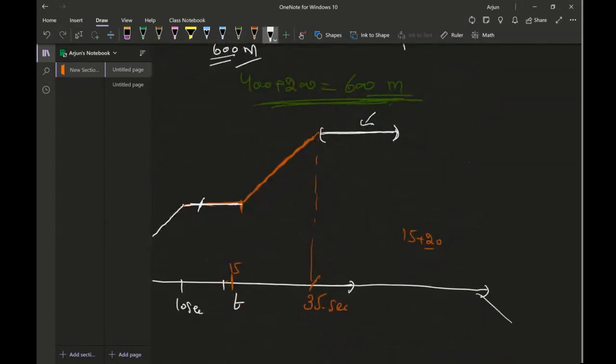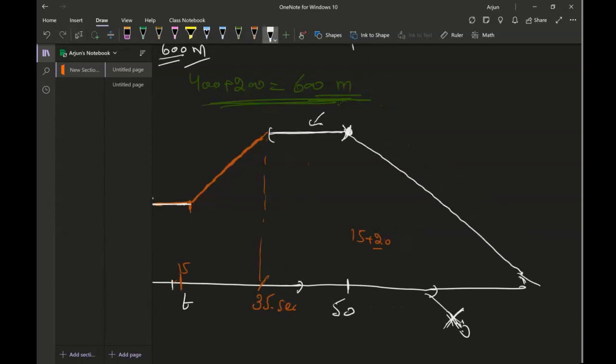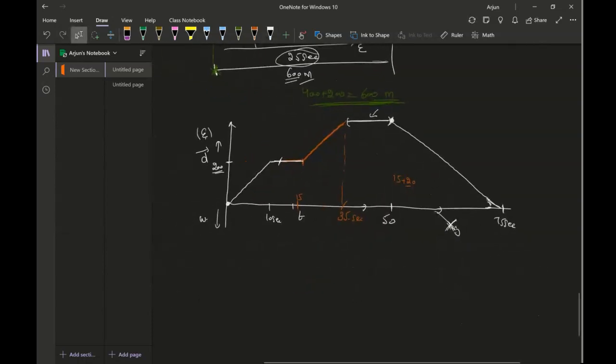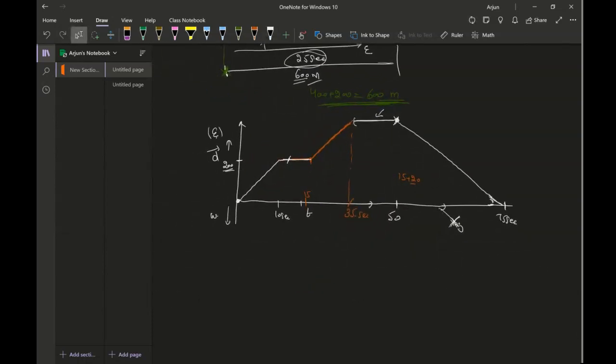So shall I draw it in the west direction? Pause the video and think about it. So welcome back. Now I'm not going to draw it in the west direction because he's right now here. So from this point he's moving in the west direction, so it will be like this. So that's how I'm going to draw it. So 35 plus 15 is 50 seconds, 50 plus 25 is 75. So this will be 75 seconds. So that's how I will draw the displacement-time graph for his complete journey.